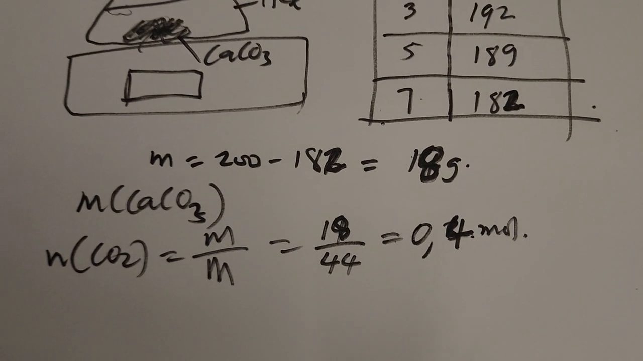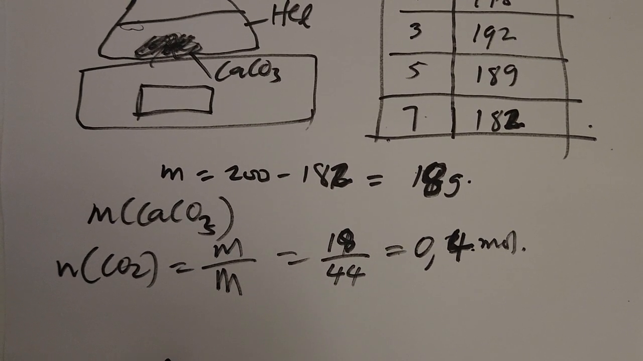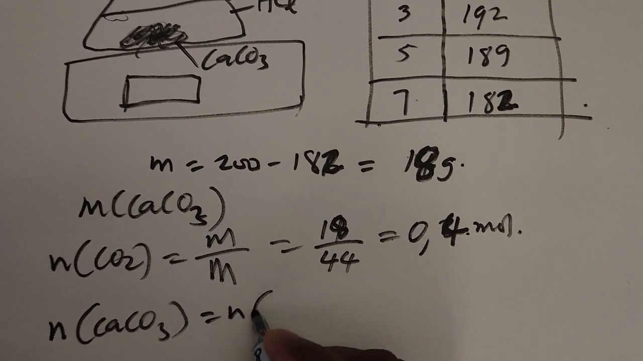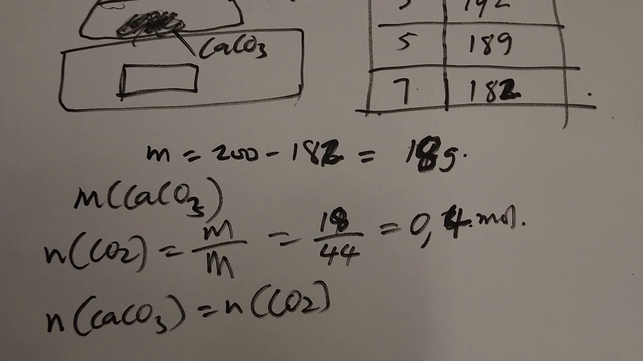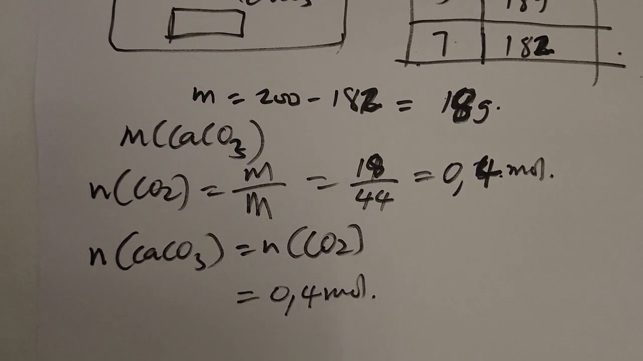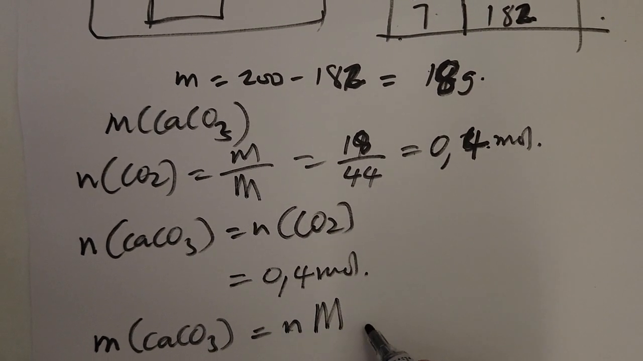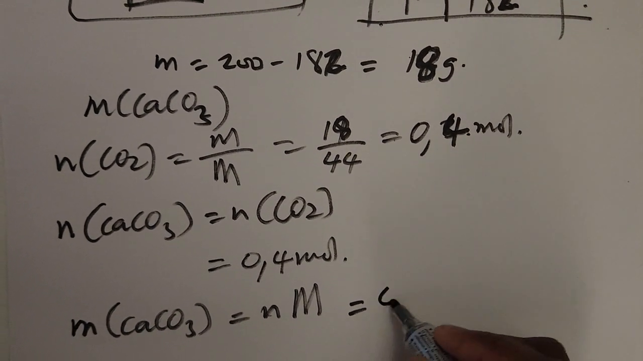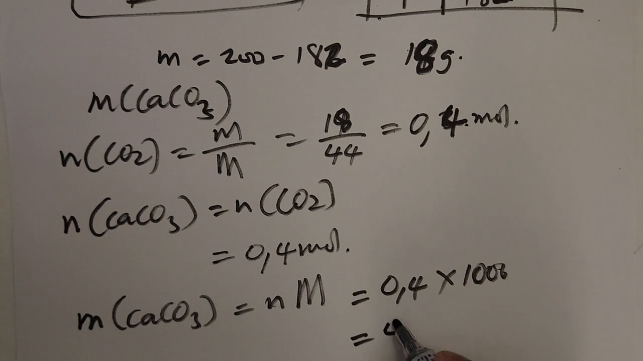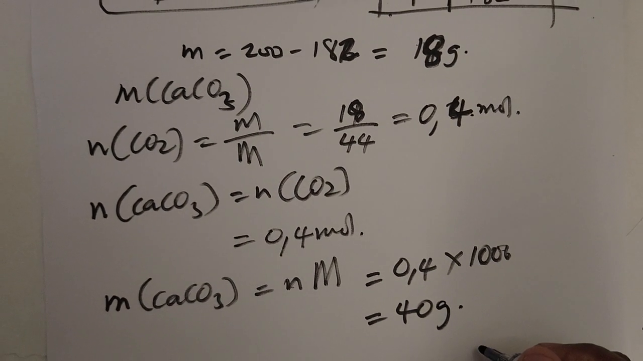Now when you've got 0.4 moles, calculate the number of moles of calcium carbonate. According to the balanced equation, the number of moles of calcium carbonate equals the number of moles of carbon dioxide. They are in the ratio 1:1. Therefore, this will be the same, 0.4 mole. Then I know the number of moles. With moles, I can find mass. The mass of calcium carbonate is the number of moles multiplied by the molar mass, which gives us 0.4 multiplied by 100, which gives around 40 grams.